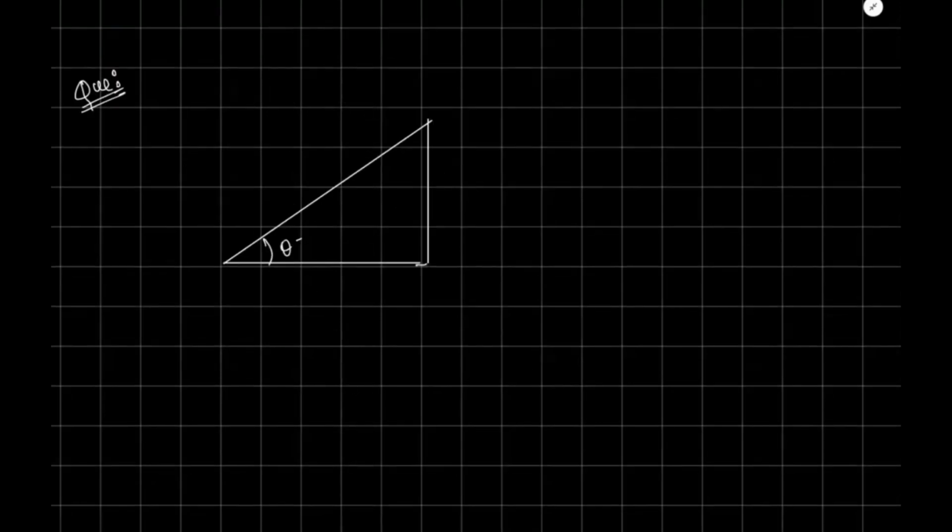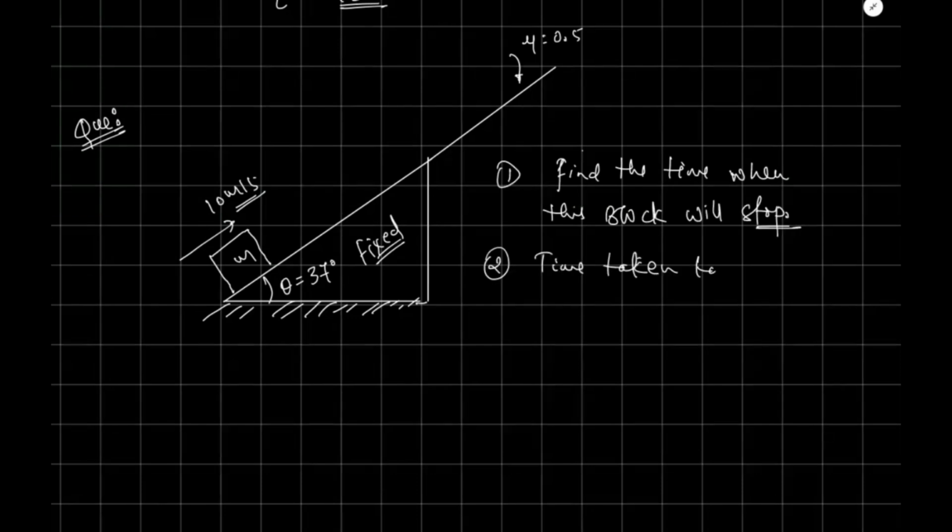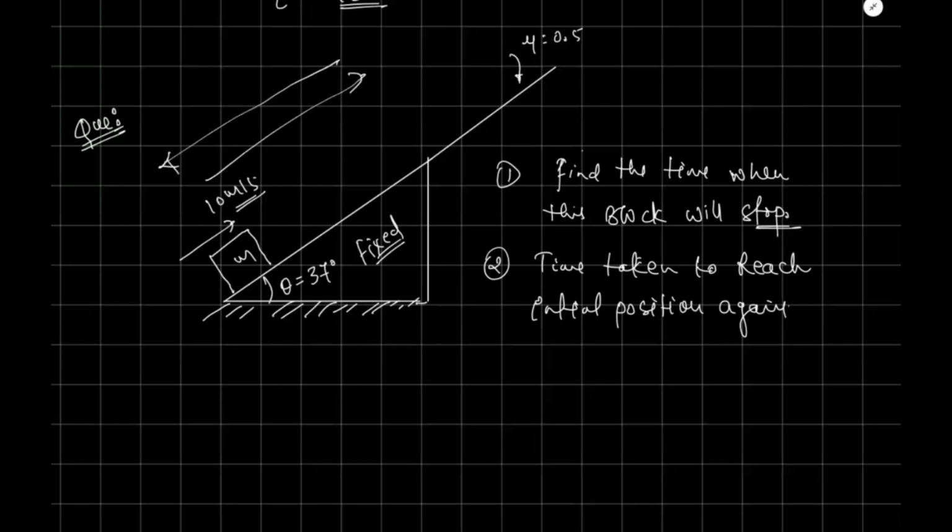This angle theta is given to you. Let me say 37 degree, and there is one object. This is a fixed inclined plane. Now it is fixed, and this is a block of mass m, and initially we have projected this block upside. So you have to assume that it is very long. We have projected this with 10 meter per second, and the coefficient of friction mu is given to you as 0.5. Find the time when this block will stop, then the time taken to reach the initial position again. This is your second part, means it will go up, then it will stop, then it will come back. That time also you have to find.